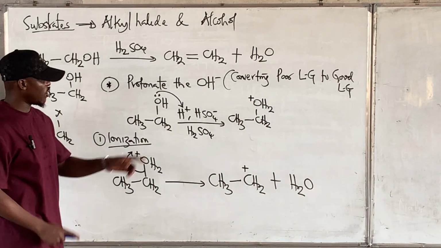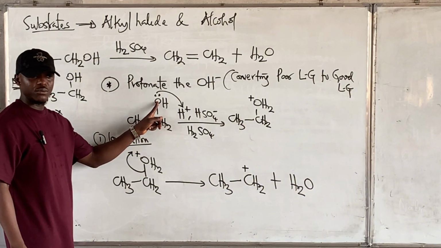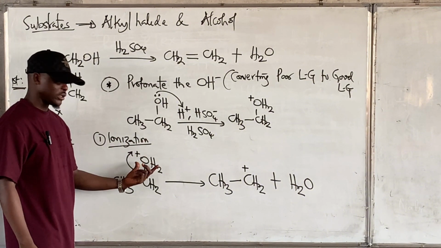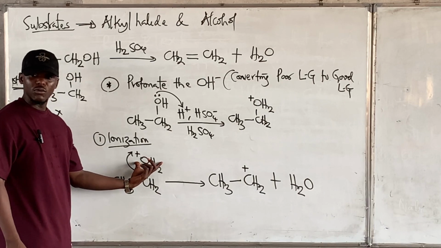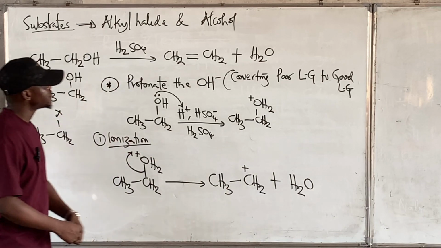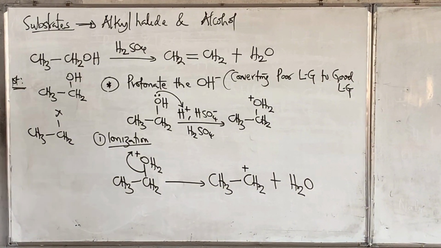It would have been very difficult for us to remove OH as a leaving group. But after protonating it, it now becomes water, right? So it's now very easy to remove what? Water. So this is now what we have. This is the first step. Now, please write so I can clean.